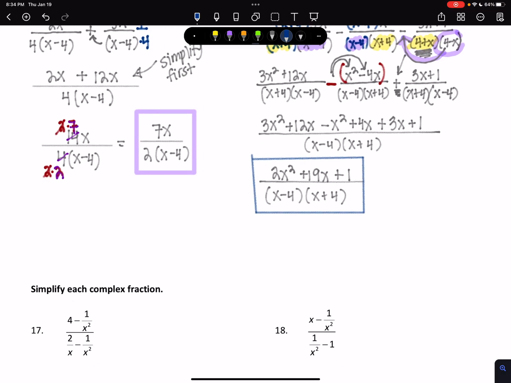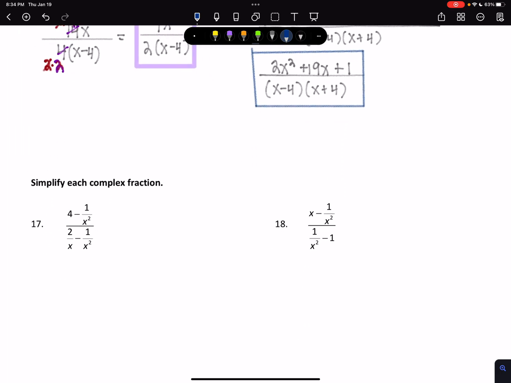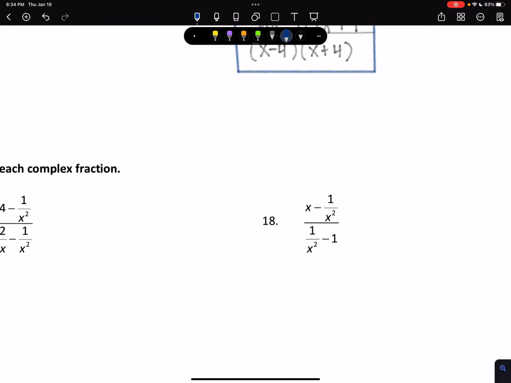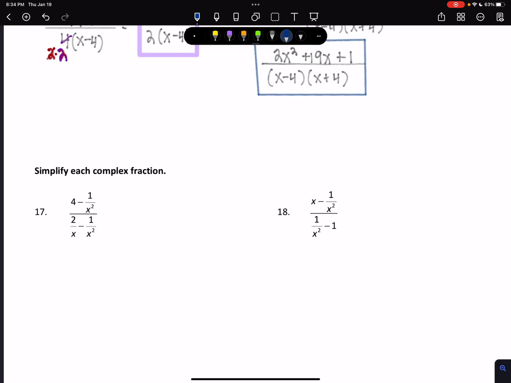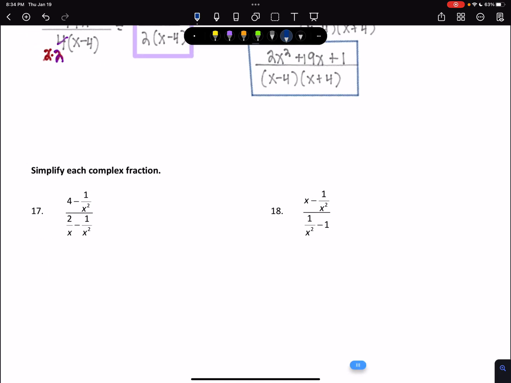Now in the next video, I'm going to simplify complex fractions. So I'll define a complex fraction, and then I'll show you. We're going to need some highlighters on this one. So they look complex, but we're going to simplify them so that they're not.